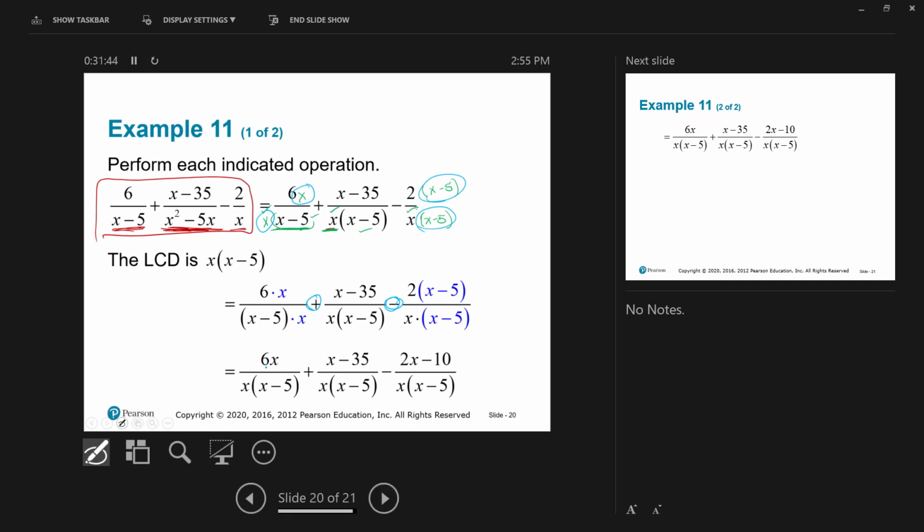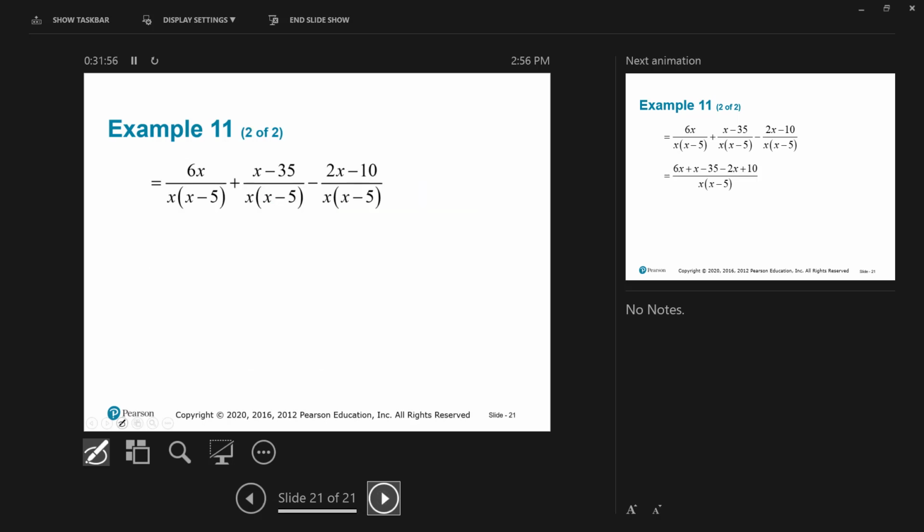Which comes first? That's right, multiplication. Which is why the first numerator is 6x. Second one stayed the same, and the last one is now 2x minus 10. So far, so good? Okay, so now we get to add and subtract, don't we? Now, here's a little side note for you before I move on to the next part. Do you notice this 2x minus 10 has a negative in front of the whole fraction?